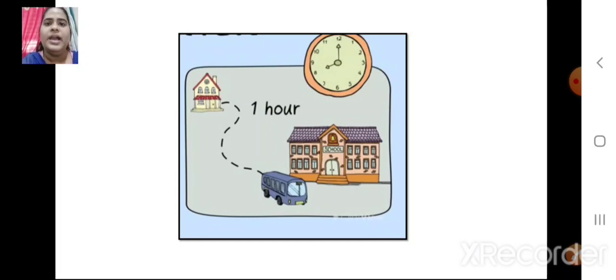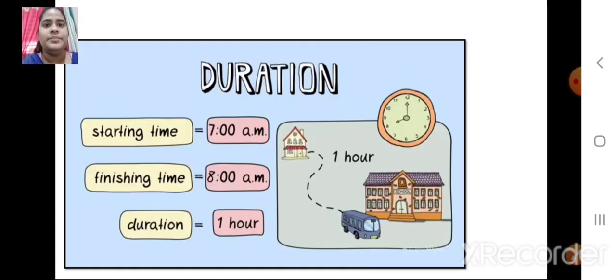If I ask you how much time is required to reach school from your house, how will you calculate? First you will think at what time you left your house. For example, if the starting time is, you left your house at 7 a.m. and you reach your school at 8 a.m.